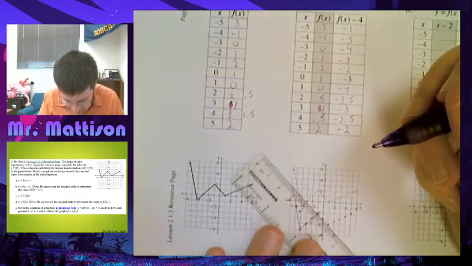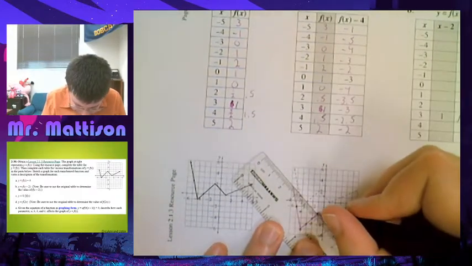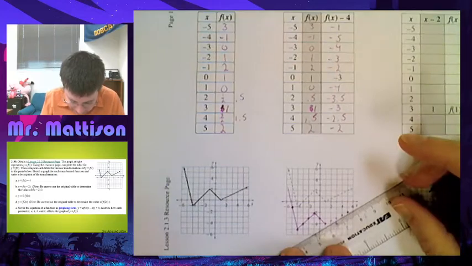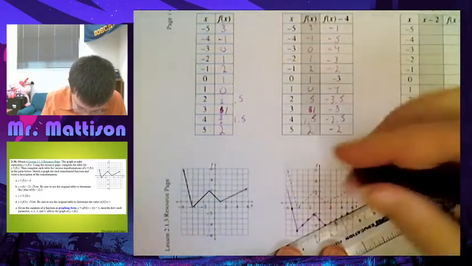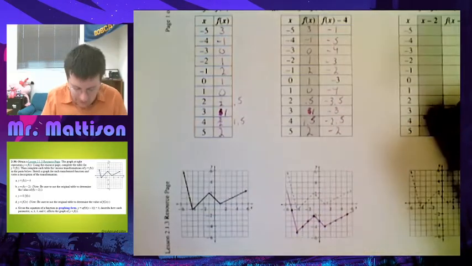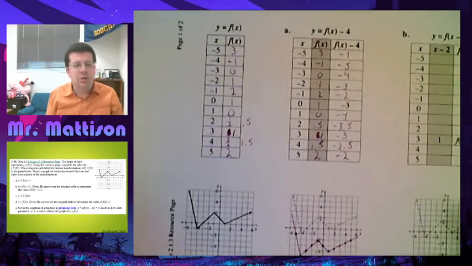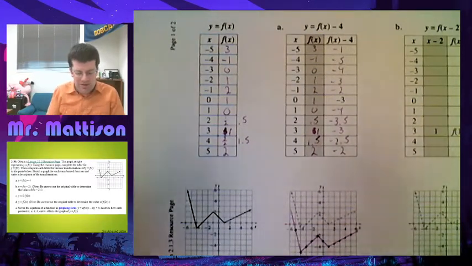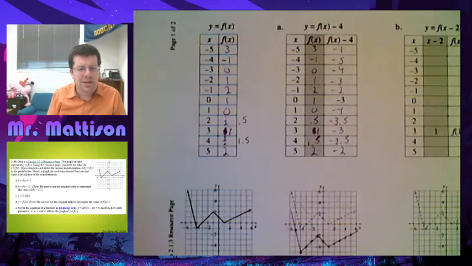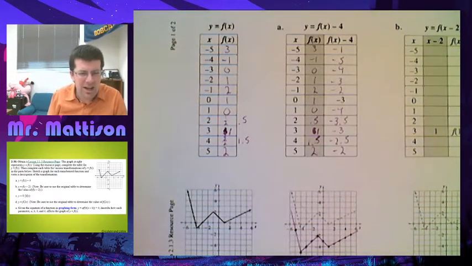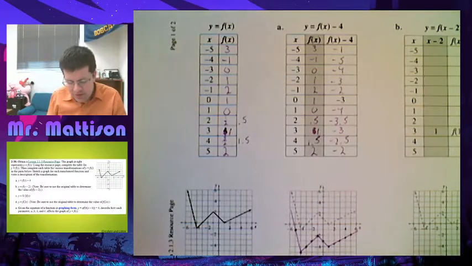What you see is the exact same graph as my original, but it's been shifted down 4 units, which again, we should have already been able to predict, but we're just trying to visually see that connection here. So they're going to start off with the quote unquote easy ones, which we should already kind of know. So not too bad there.